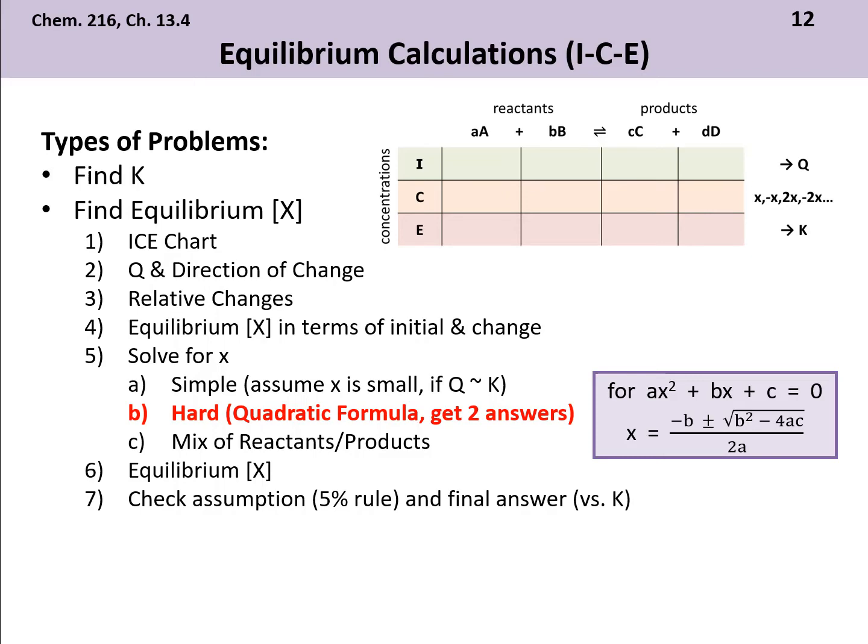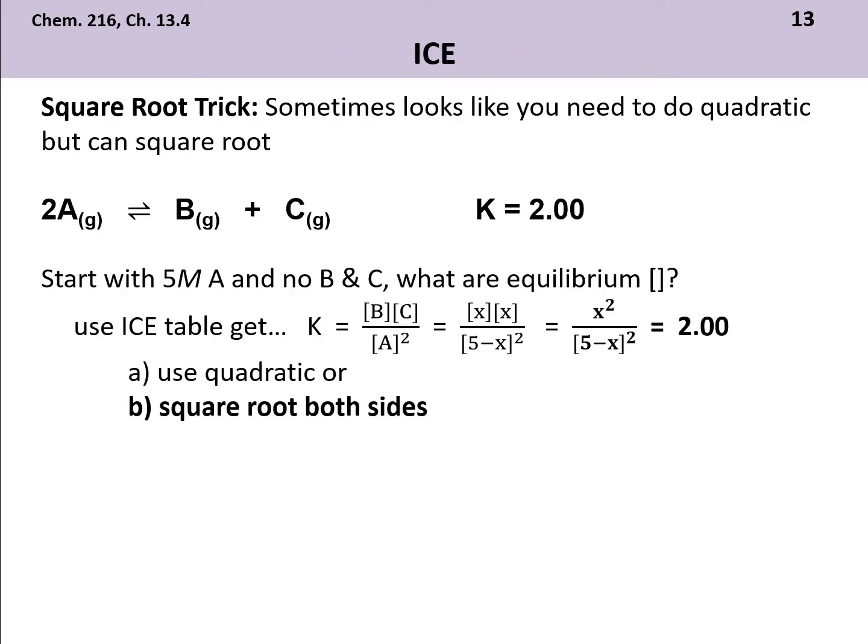Now, there's one last thing on the quadratic rule, which is what's called the square root trick. Sometimes when you're doing these problems, it looks like you need to use a quadratic, right? Let's say I had 2A going to B plus C, K is equal to 2, okay? That means that my K is equal to B times C over A squared, okay? I'm not going to do the ICE table, but what I would get if I started off with 5 molar was x times x over (5 minus x) squared, okay? Or x squared over (5 minus x) squared.